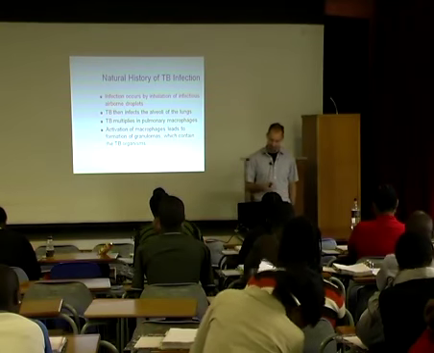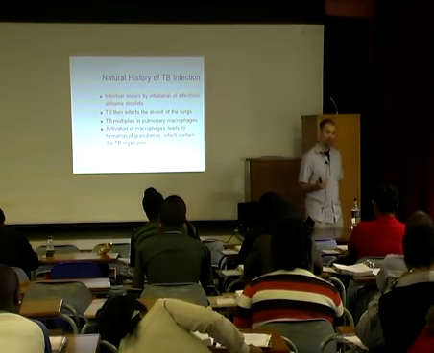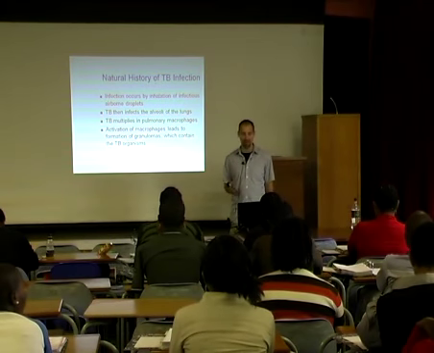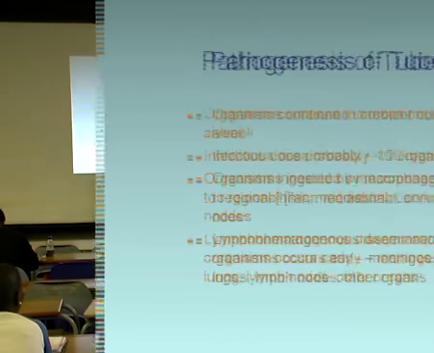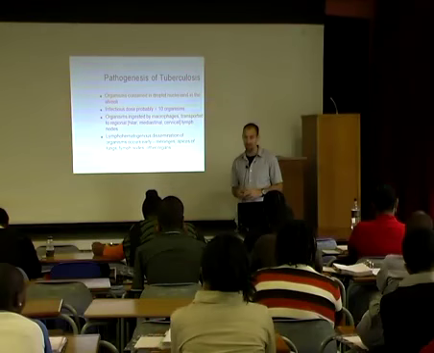And activation of these macrophages leads to formation of granulomas, which are sort of like walled-off little cities of TB. Now, if your immune system's intact, they can sit there and live in those macrophages for long periods of time without making you sick. Organisms contained in droplet nuclei land in the alveoli, which are the end-terminal sacs of the lungs. The infectious dose is very, very low. You need to only inhale less than about 10 organisms. So it's very easy to get infected. Less than 10 organisms floating in the air is very, very small.